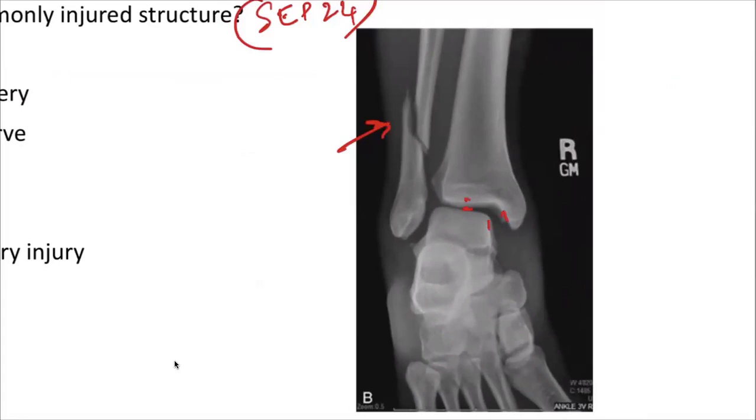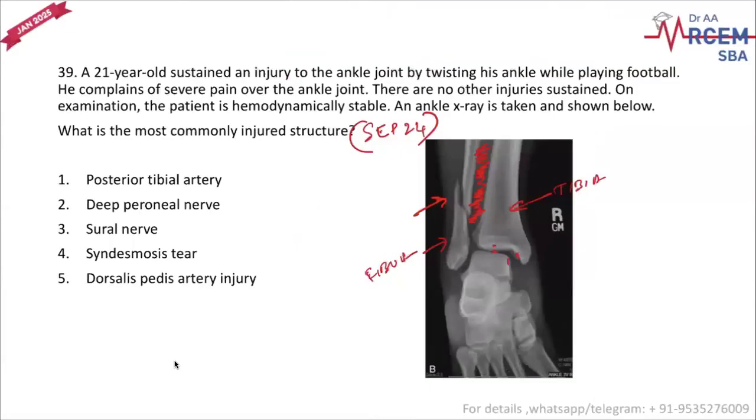Along with it, there is no overlapping of the fibula and the tibia. Whenever the tibia and fibula are not overlapping, there is a membrane here. We are suspecting this membrane to be torn. This membrane is known as the interosseous membrane, also known as syndesmosis. So what are we suspecting? What's the most common structure injured here? It is the syndesmosis tear, because there is no overlapping of the fibula and the tibia.